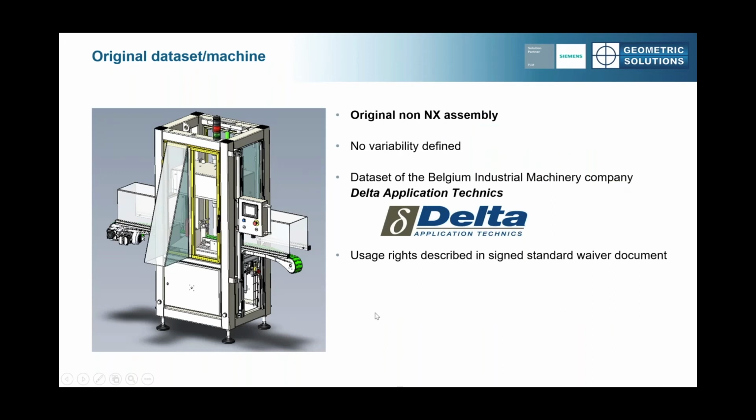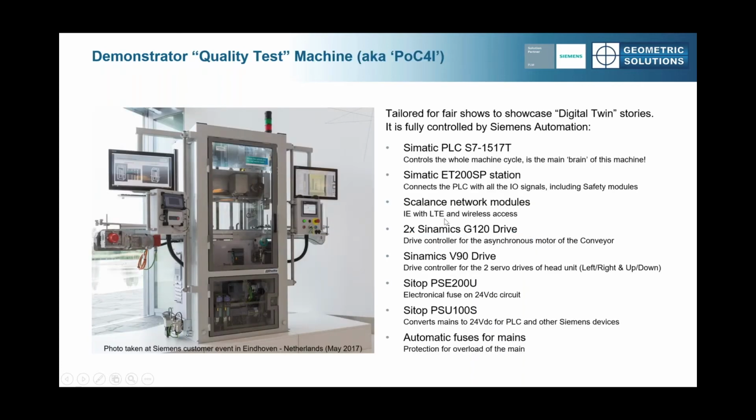The next thing we're going to do is look at an actual machine, and we're going to see how they were able to use MCD and to save that 33% of time. The first bullet point is key. This was not an NX file to start with. But like we said earlier, it doesn't matter. What this is, it's a machine that's made to test bottles. The company that made it, they decided to make this one to showcase at different trade shows.